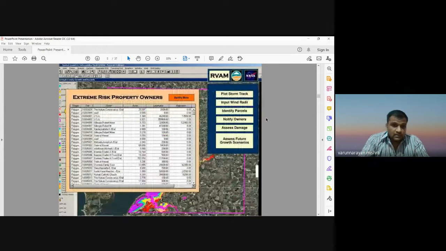so this is the emergency management system. It is showing how much area and which area is most vulnerable to the hurricane in terms of property loss or loss of human life and other things. So this is the extreme risk property owners list, which means this table is showing the names of the persons whose property, house or land is at higher risk in case of a hurricane.